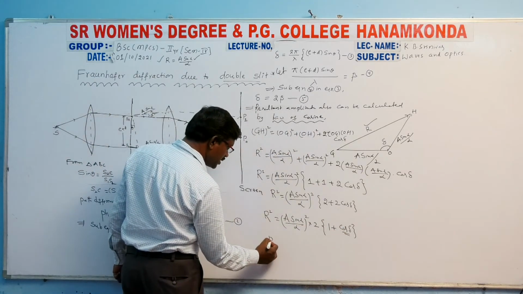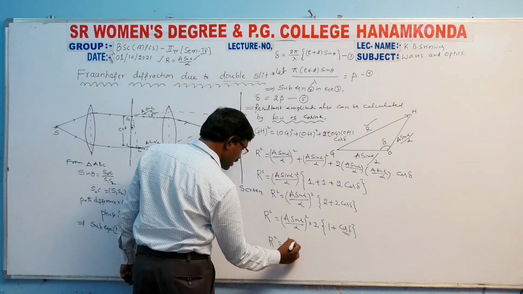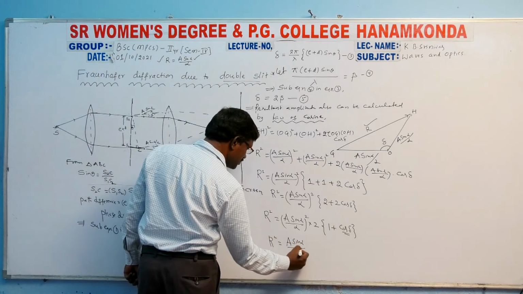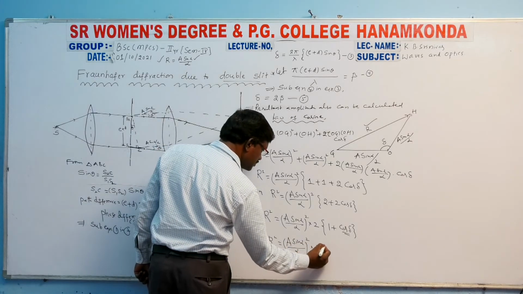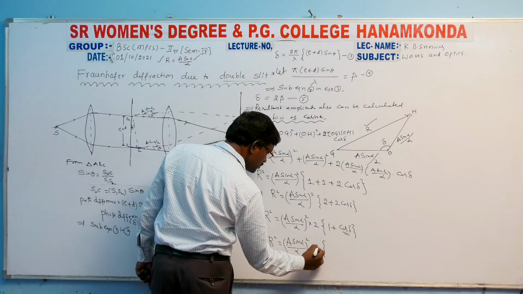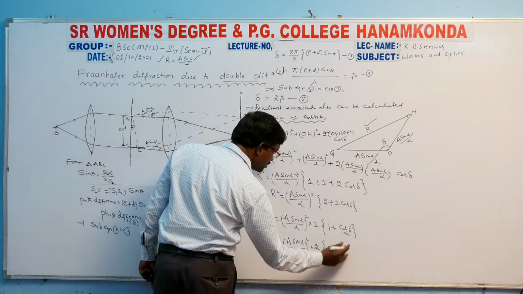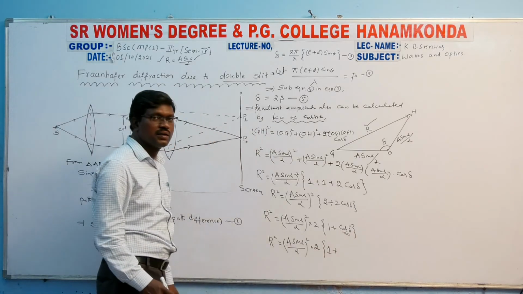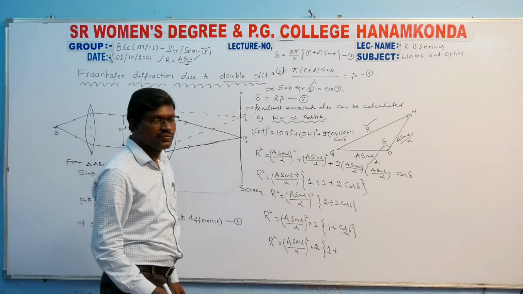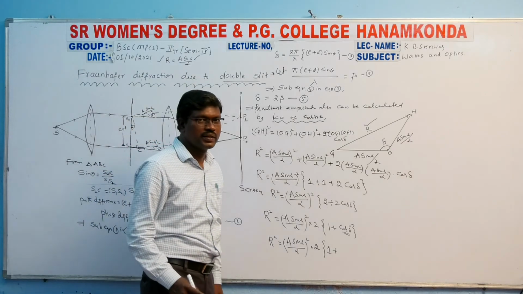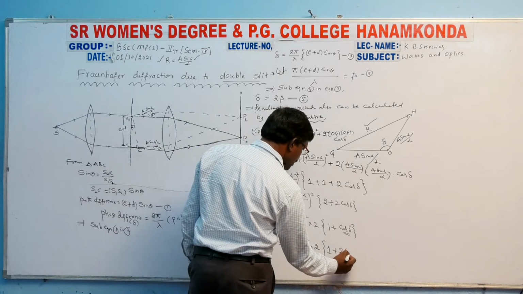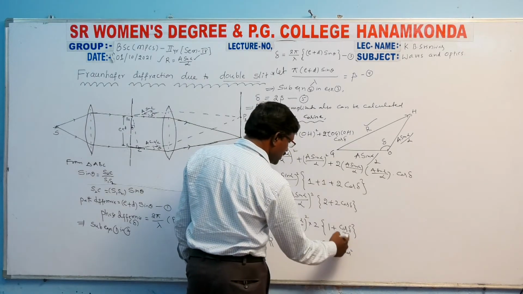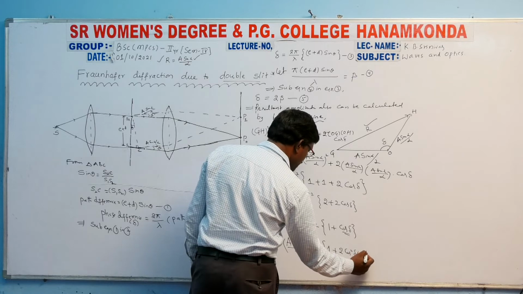So R square is equal to A sin alpha by alpha whole square into 2 into 1 plus, here I am using the cos 2 theta formula. What is the cos 2 theta formula? 2 cos square theta minus 1. So 2 cos square delta by 2 minus 1.